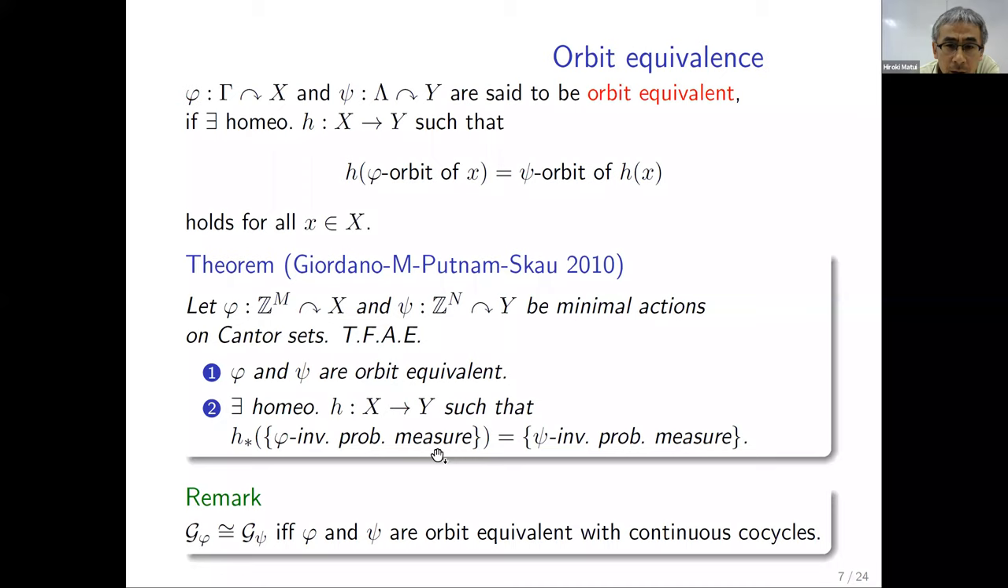And this notion of orbit equivalence is quite weaker than the isomorphism between groupoids. Namely, two groupoids are isomorphic if and only if phi and psi are orbit equivalent with continuous cocycles. Okay. But in this theorem, I do not require that the cocycles are continuous. So in this talk, we are interested in groupoids. Okay, so this was a digression.